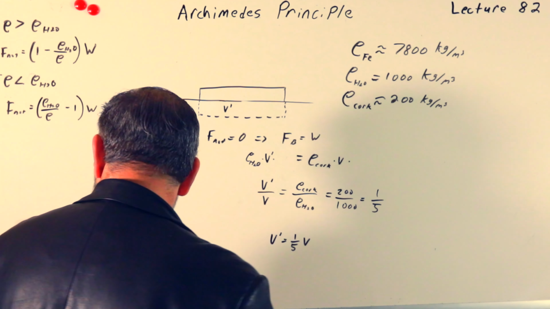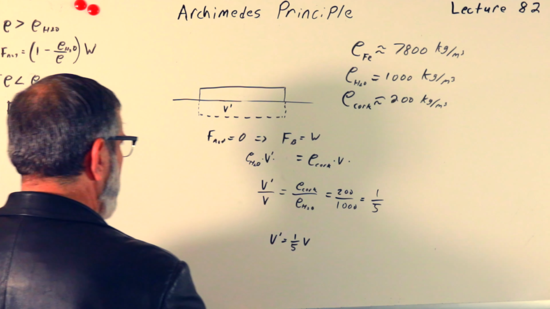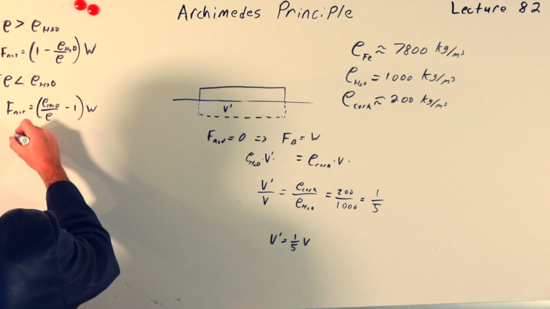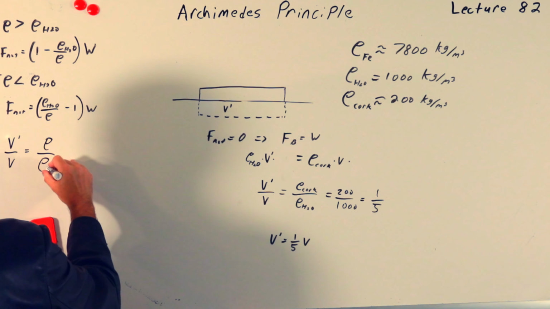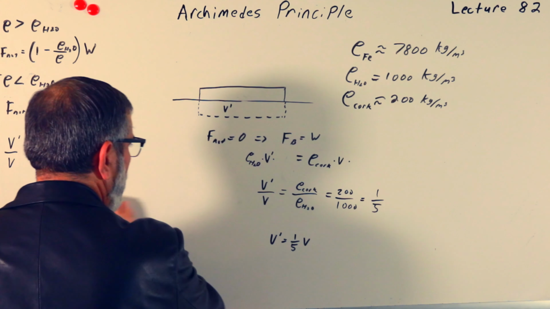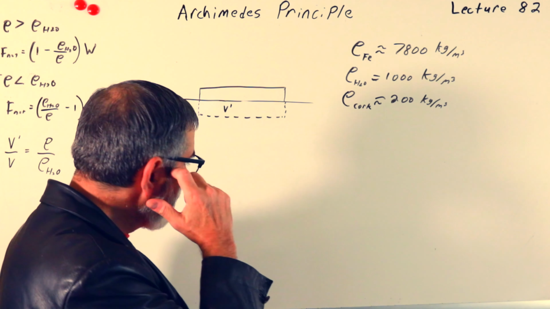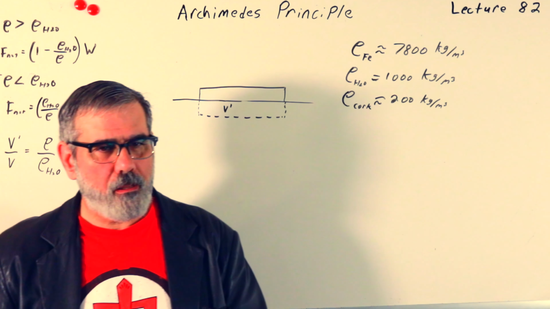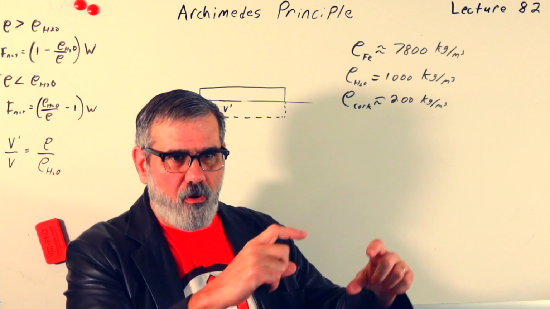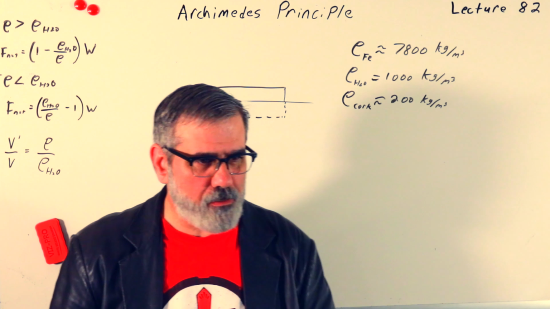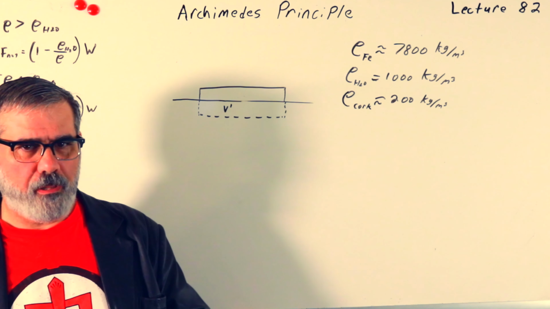So it might be interesting to ask, what is it for other things? Let me write this result down. V prime over V is equal to rho over rho H2O. So what would this be if this was, say, an iceberg? Turns out that the density of ice is less than the density of water. That's why ice cubes float. They don't sink to the bottom or hover around at whatever altitude in your glass. They actually float up to the top. And as far as I know, it's the only liquid that does that. When it goes from liquid to solid, it becomes less dense.